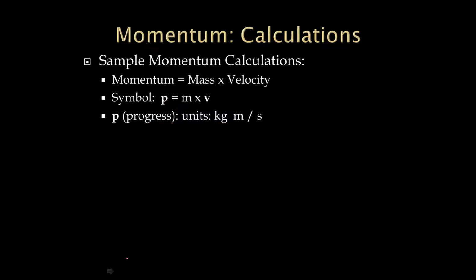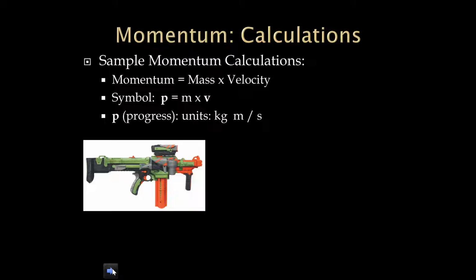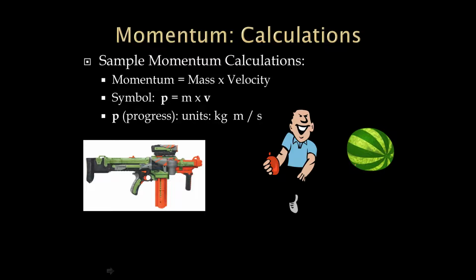I want to compare the momentum of two objects. We'll do some more calculations. I'm going to look at the momentum of a paintball pellet and a watermelon being thrown. Let's take a look at our paintball pellet. When I checked, it looks like paintball guns shoot their pellets at around 160 miles per hour, about 80 meters per second.